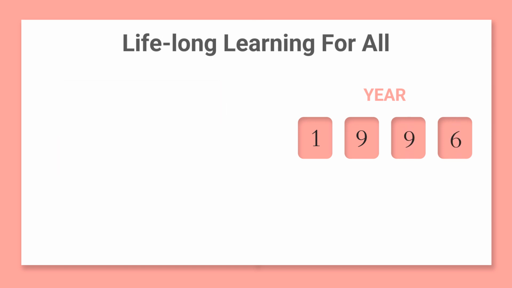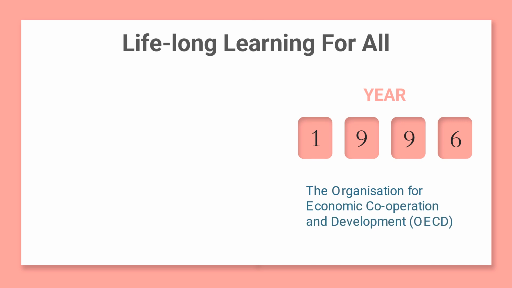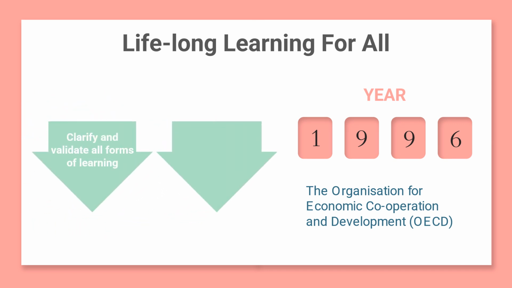Moving into the next decade, in 1996, the Organization for Economic Co-operation and Development, also OECD, introduced the Lifelong Learning for All strategy, which included 23 countries from 5 continents who together sought to clarify and validate all forms of learning, including formal, non-formal, and informal.